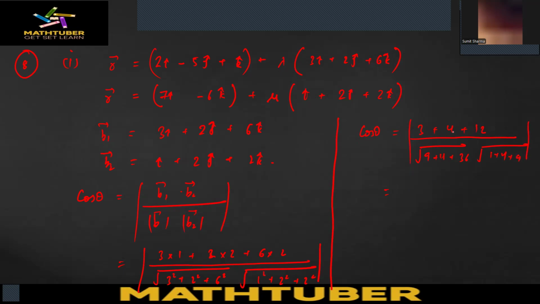So 12 plus 4 is 16 plus 3 is 19, divided by under root of 36 plus 4 plus 9, okay, this is 49, and this will be 9, so under root 9 is 3. So 7 comes out, and 19 upon 7 into 3. Theta will be equal to cos inverse of this, 19 upon 21. And this will be the answer, right? So this is how we have to do the questions.